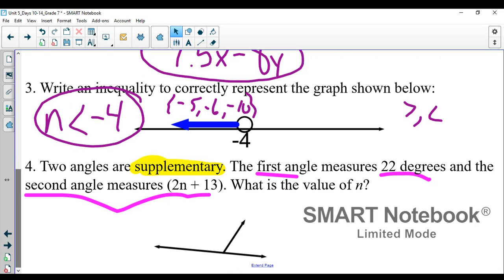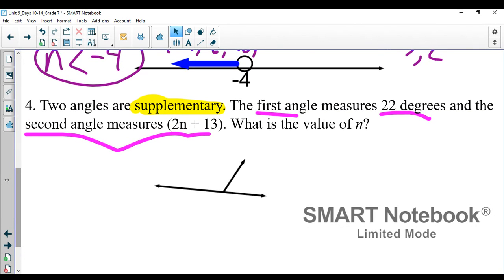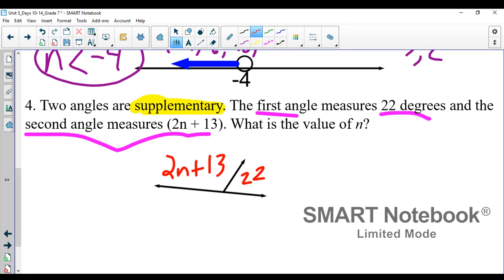On to number 4, it says two angles are supplementary. Supplementary, that's the clue right there. Supplementary means they add up to 180 degrees. So all I did is I took a straight line and drew it on my paper and then split it up because it says two angles. The first angle measures 22 degrees, so I can just label this angle as 22. Second angle measures 2n plus 13. So I know that these two angles add up to be 180.